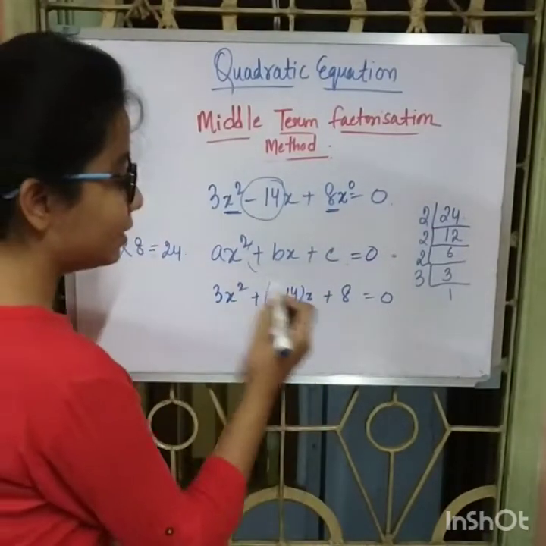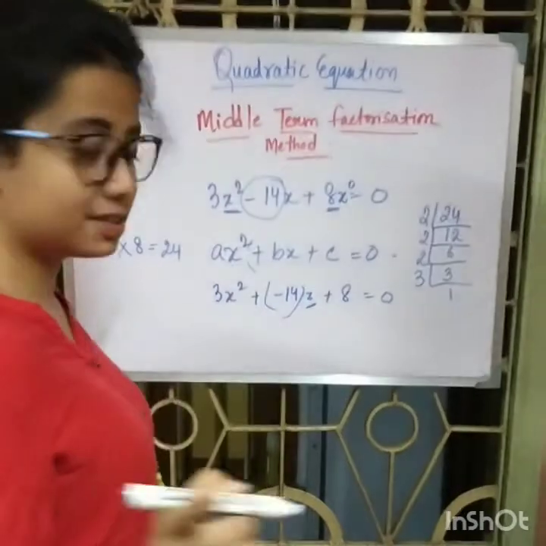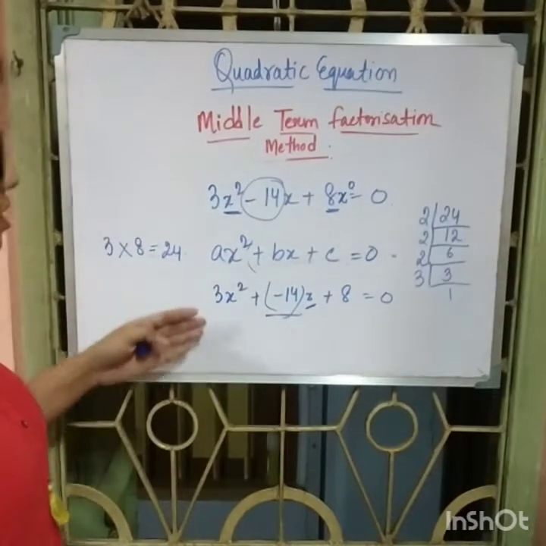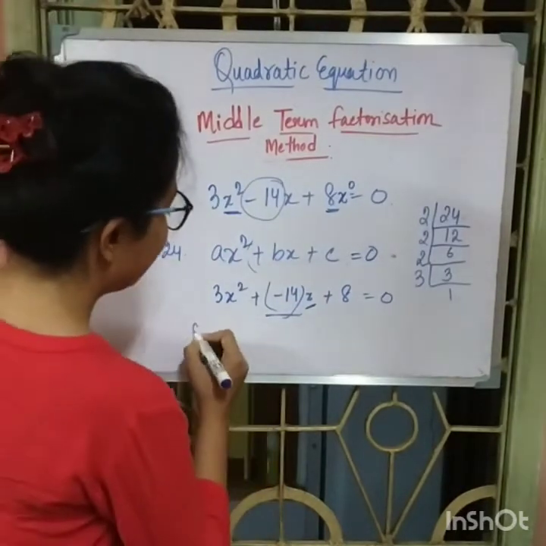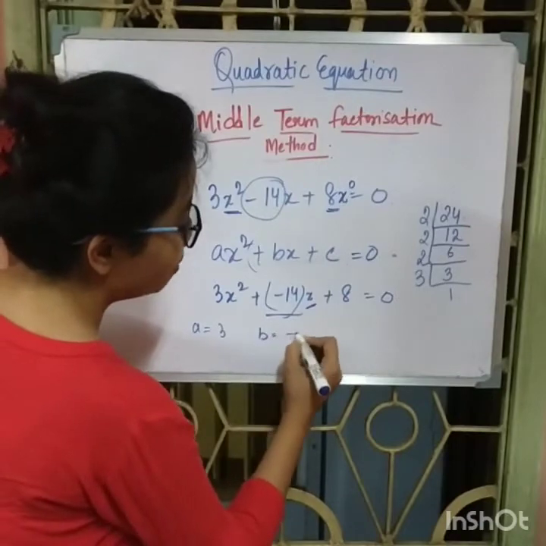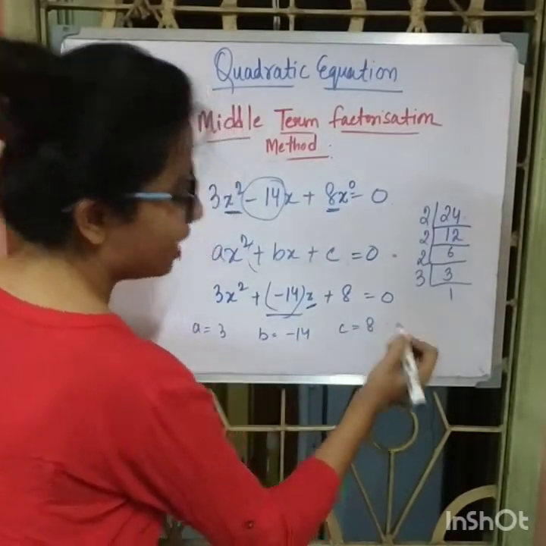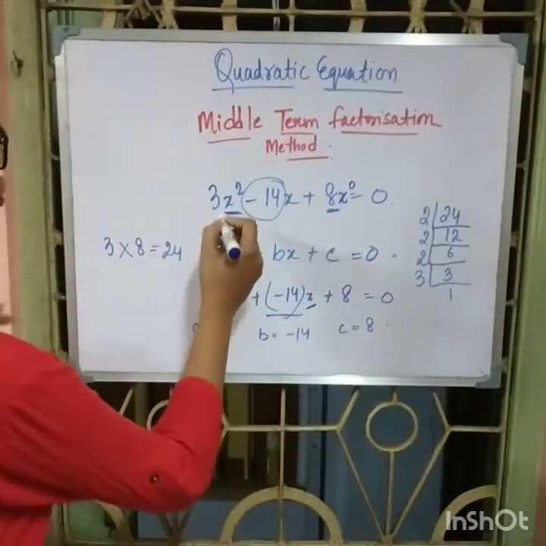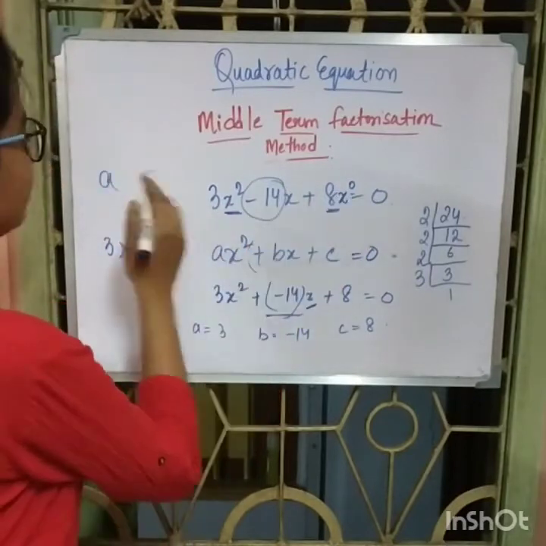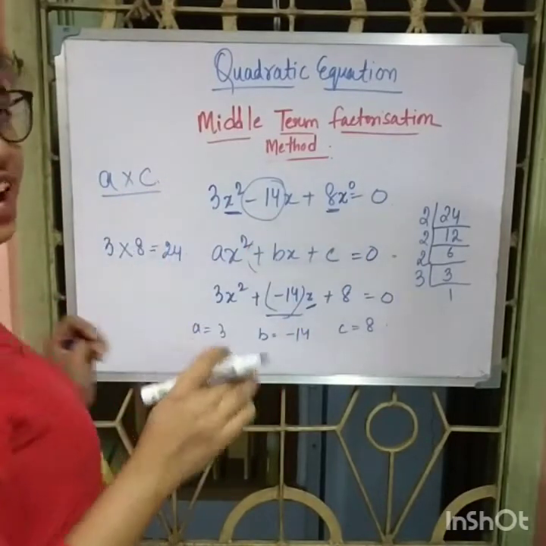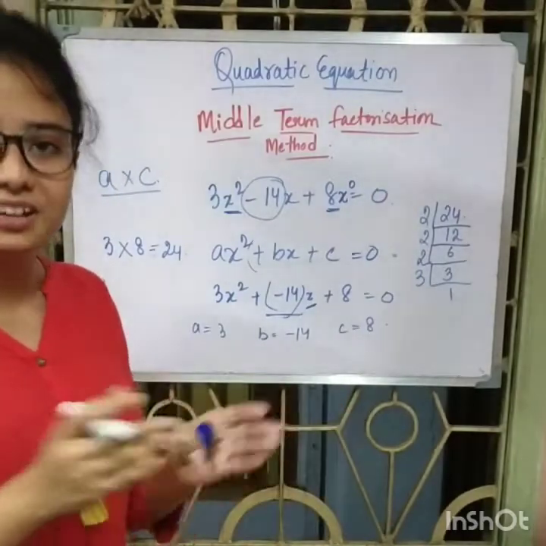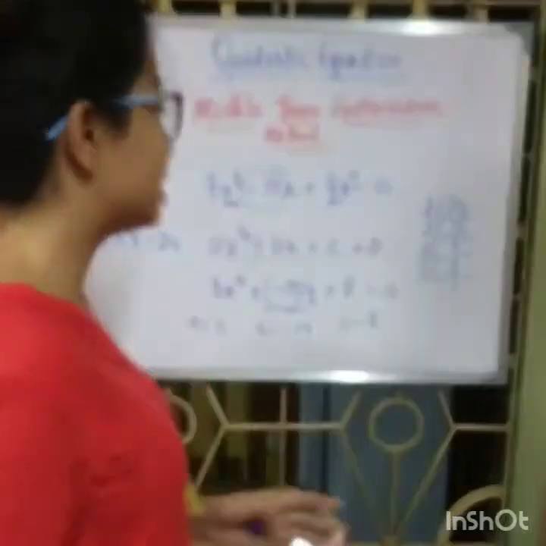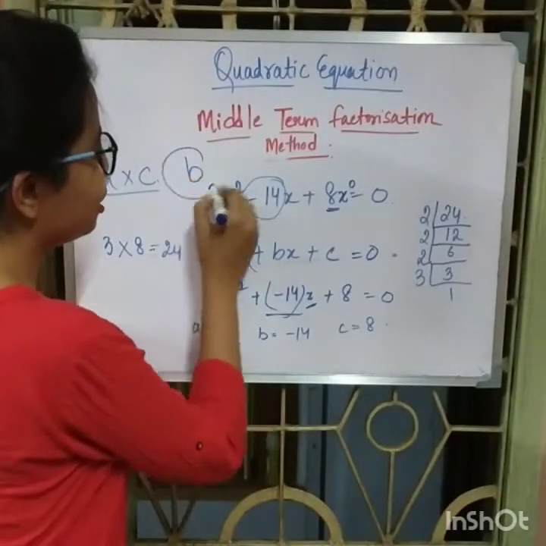So see, here we are getting the coefficient of x as minus 14 if we write the equation in this general form. Comparing these two equations, we get a is equal to 3, b is equal to minus 14, c is equal to 8. Previously I told that we need to multiply a and c, prime factorize it, then break the prime factors into two parts, such that if we add or subtract the two parts, we should get the coefficient b.